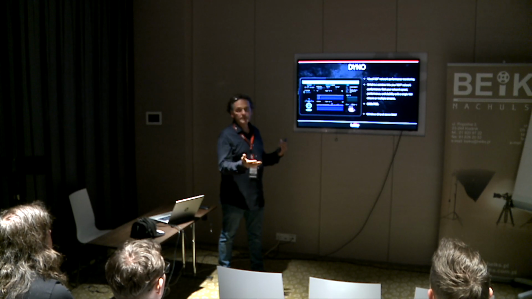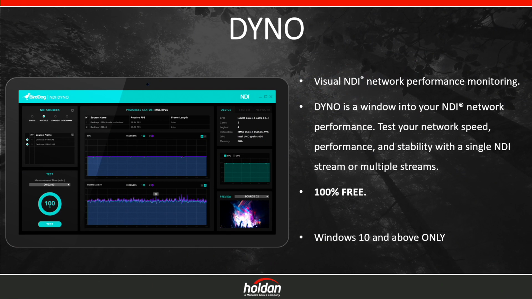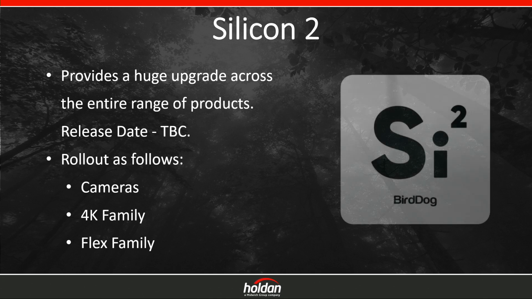Dyno is the testing software. It's free. You can download it from the internet and check if your network is doing the right thing, and if something goes wrong, where it goes wrong. That's very important to see, of course.